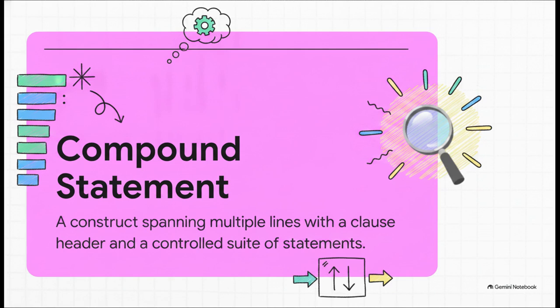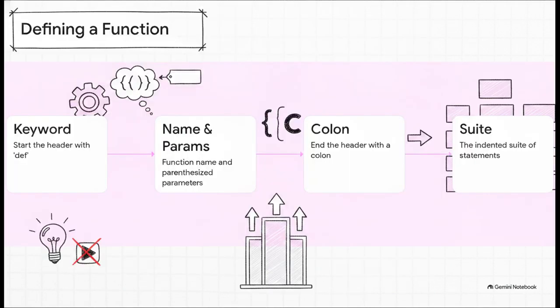But what does that actually mean in plain English? Well, a compound statement is just a construct that spans multiple lines. It's got two main parts. First, a clause header, which starts with a unique keyword and ends in a colon. Second, a controlled group of statements, which Python literally calls a suite. Think of the header as setting the stage, while the indented suite below it is the part that does the actual work. Let's see how this builds.